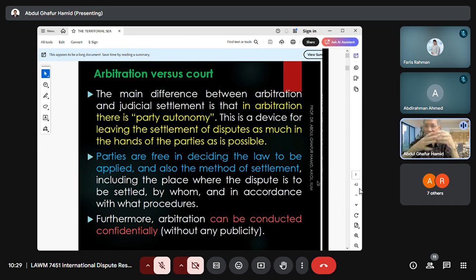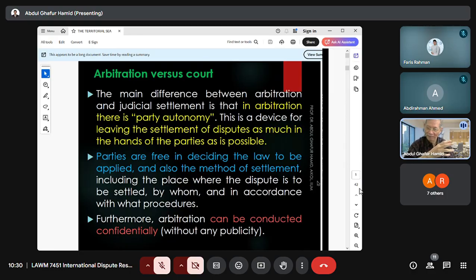And in a full court, all the 15 judges will be there, apart from those who are sick or absent. You cannot choose a judge. But in arbitration, as I told you before, because of the principle of party autonomy, the arbitrators are to be chosen by the parties themselves. Because arbitration is based on party autonomy, arbitration leaves the settlement of the dispute as much in the hands of the parties as possible.